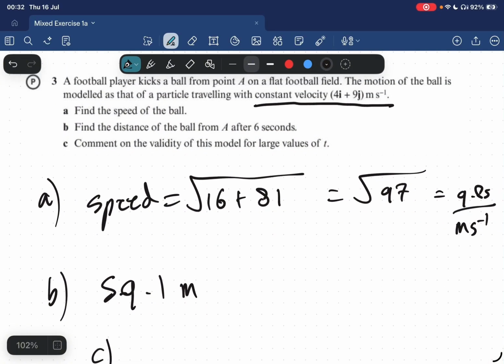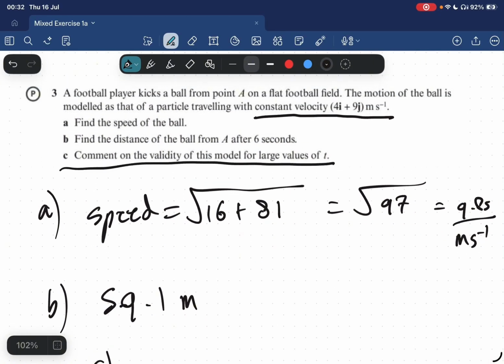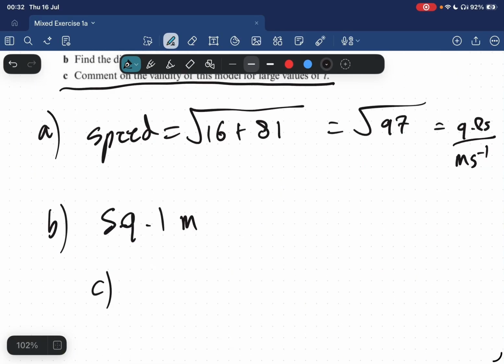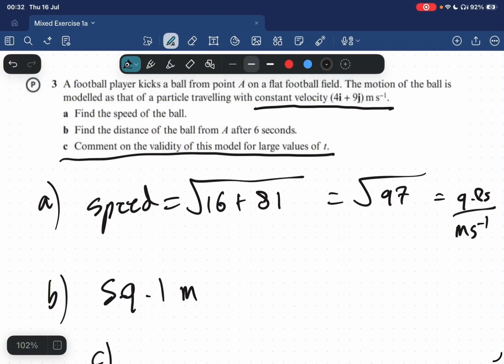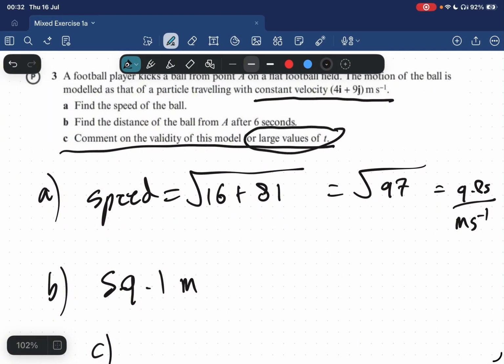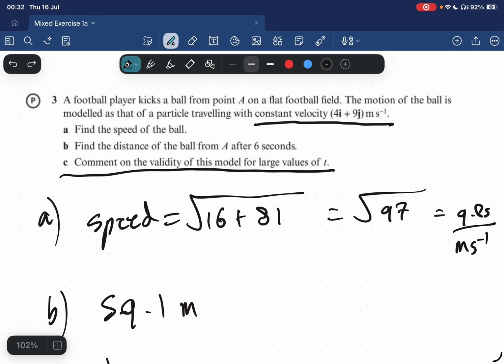Comment on the validity of this model for large values of t. When t is really, really big, the distance is going to be really, really big, so that is unreasonable. If you've ever kicked a soccer ball in your life, sorry, football, I don't know why I said soccer ball there, you should know that eventually it's going to stop. But as this has been modeled as constant velocity, it is never going to stop. So a comment that says something like that, it's not valid, as it should be decelerating, and the constant velocity is only valid for small t or the initial t.